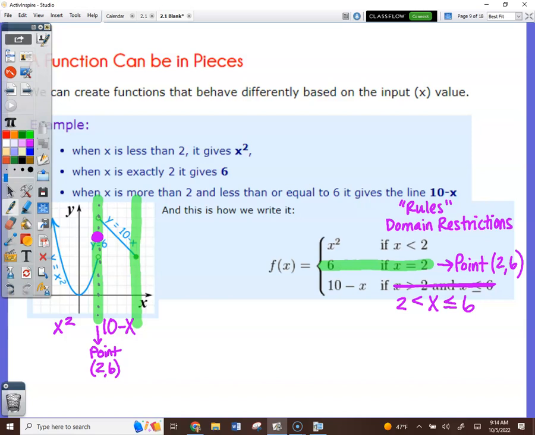Okay, so think of a spaghetti. Wrong one. Think of a lunch tray. Compartmentalize. This section is for this graph. This one random point is here. This section is for that graph. Does that make sense?